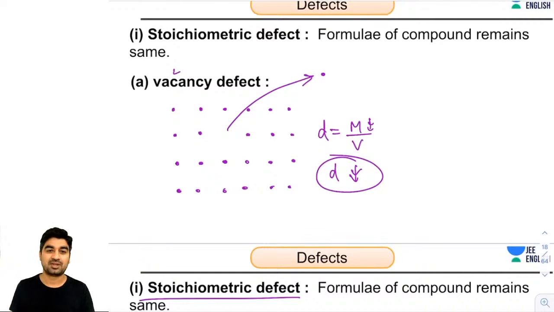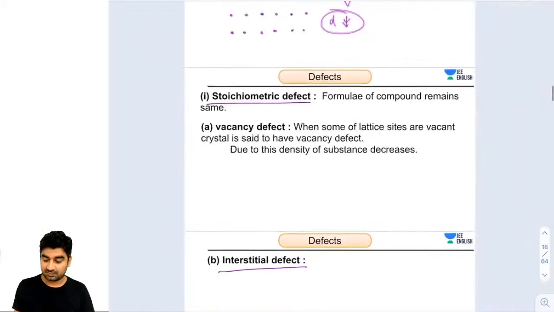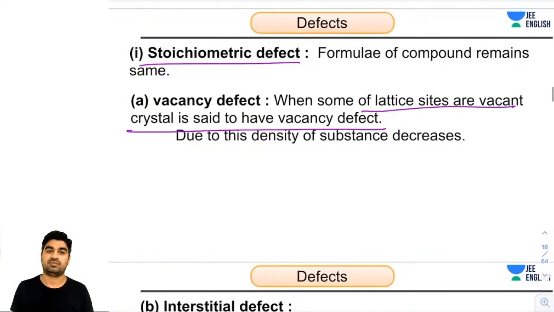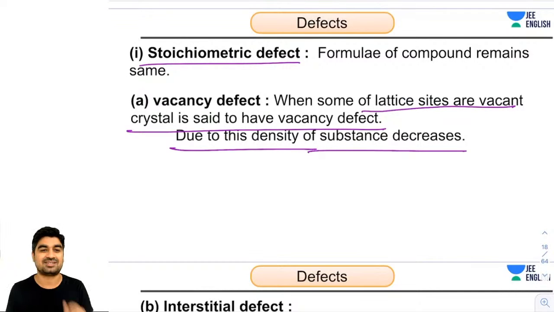Note it down. So, what is vacancy defect? When some of the lattice sites are vacant, then crystal is said to have vacancy defect. And due to this, density of substance decreases. Note it down guys. Tell me guys if you have any doubt.